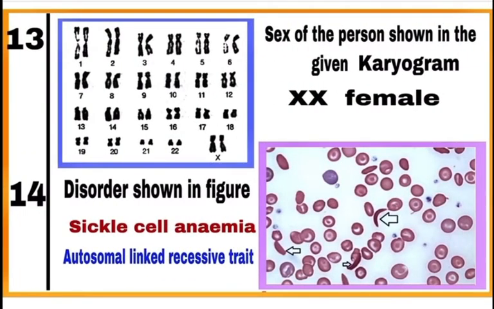13th picture is a karyogram of a person and you have to tell the sex of the person. Here, the sex of the person is female, which can be identified due to the presence of two X chromosomes.